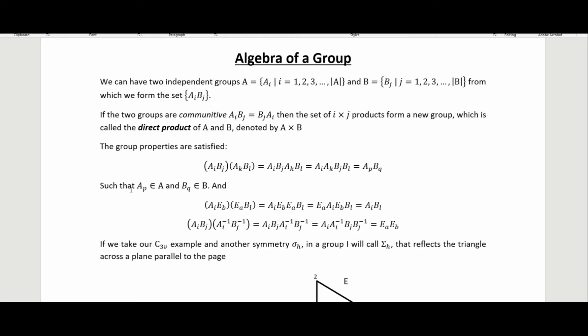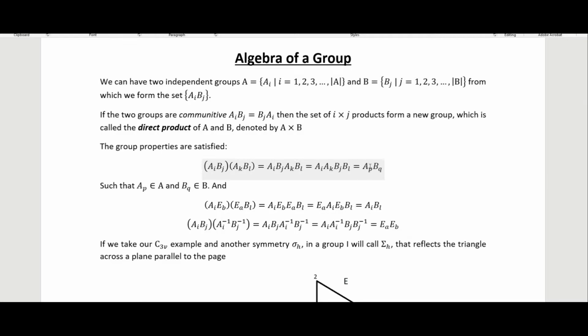So the group properties are satisfied. If we take A combined with B here, and then this separate A combined with a different B here, and they're in parentheses, and we just set those equal to each other, we're doing the combination of all four of them. Because we postulated that these need to be commutative, we can move this B and this A around so that we end up with this.